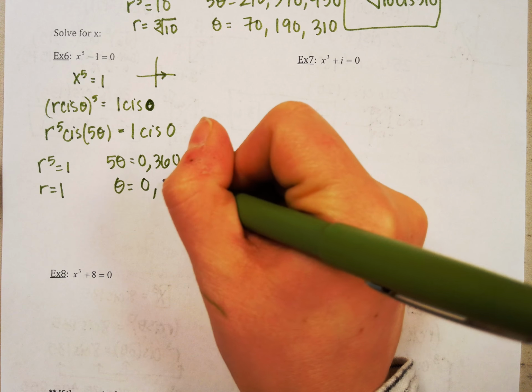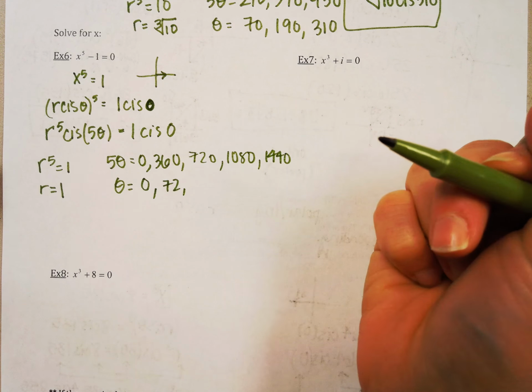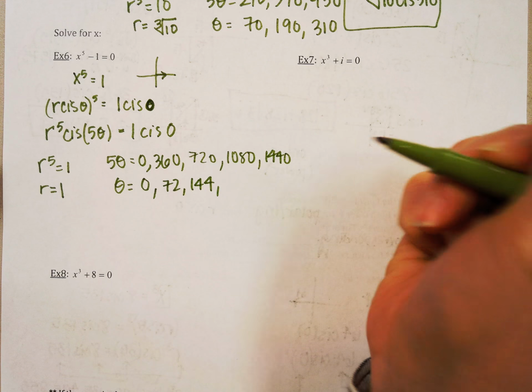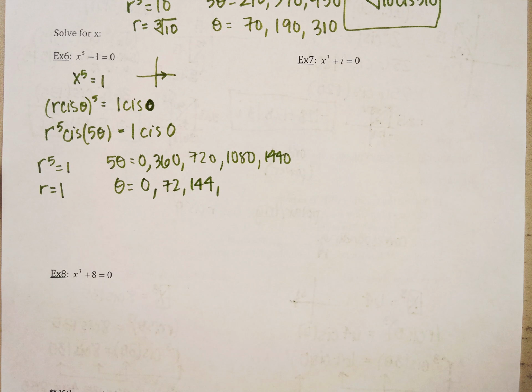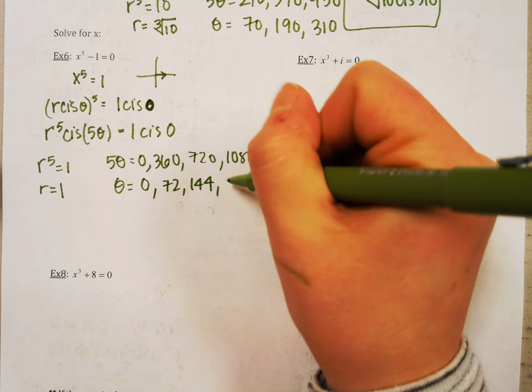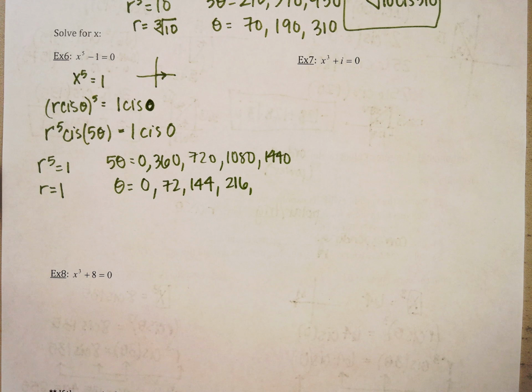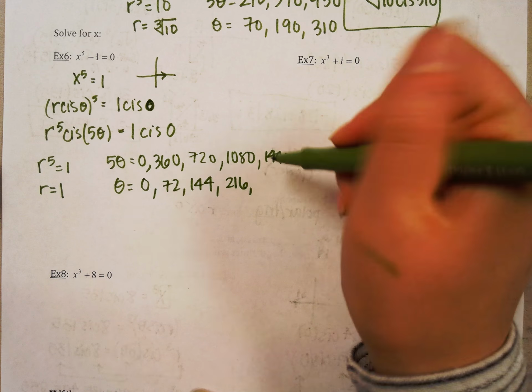So if we divide this by 5, we get 72. If we divide 720 by 5, we get 144. Divide 1080 by 5, we get 216. And divide 1440 by 5, and we get 288.